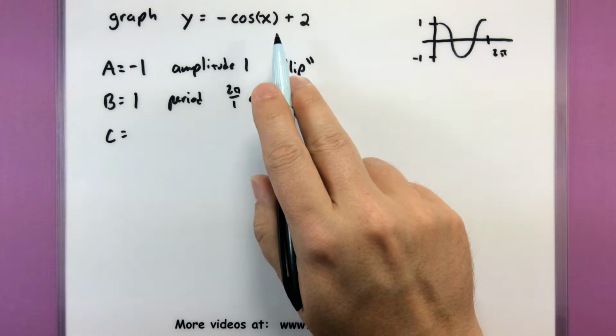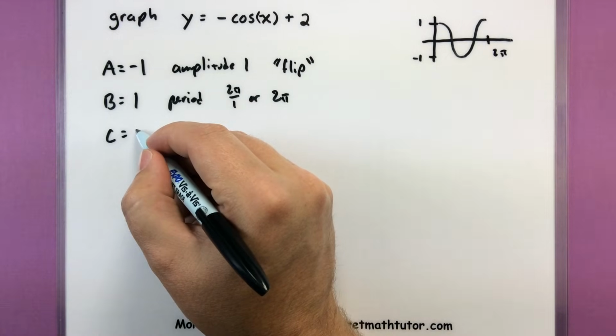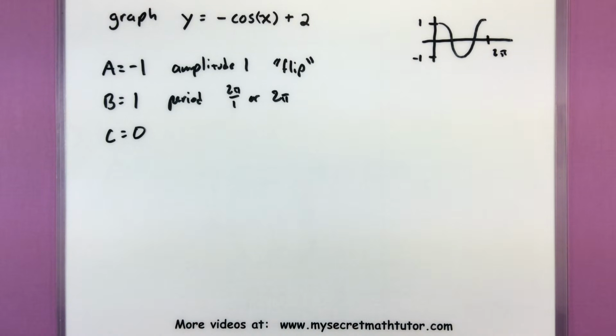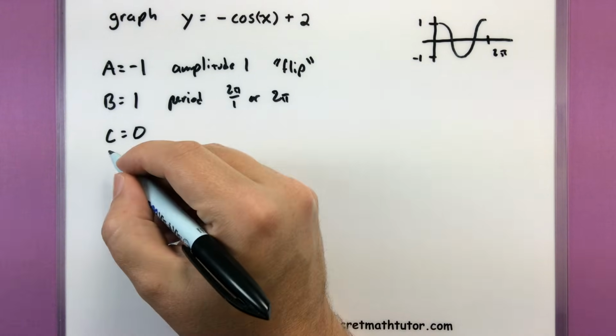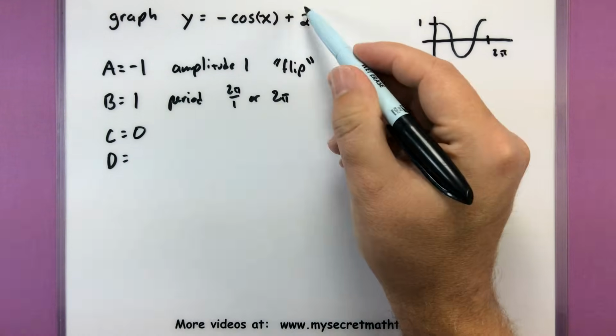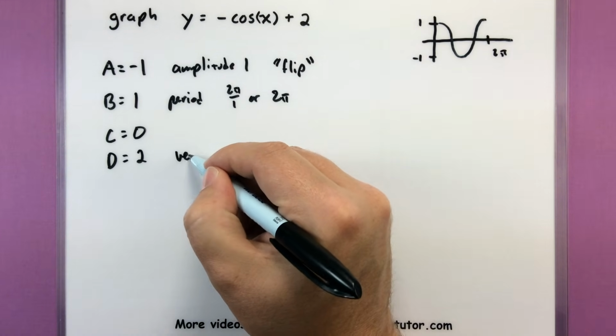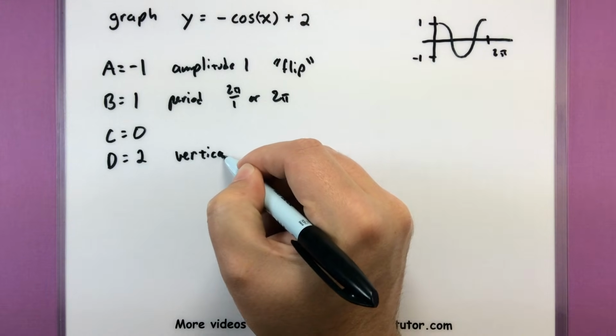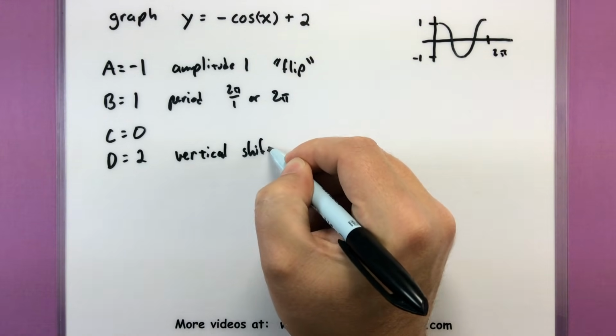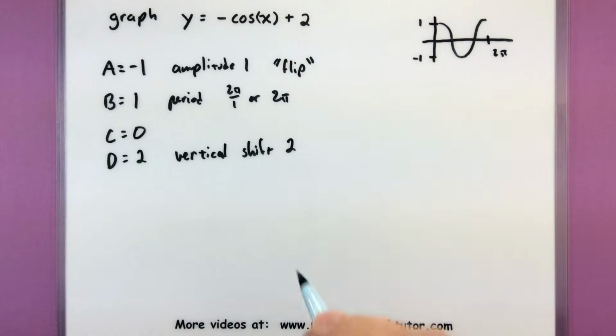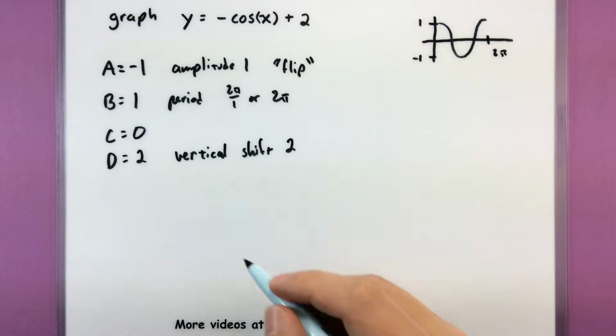C. C is the number on the inside there that is added or subtracted. I don't have any numbers, so there is no phase shift. Moving on to D. Looks like we do have something that is added on the outside, so D, that will be our vertical shift. So everything's been moved up by 2. Okay, so we got some good information.